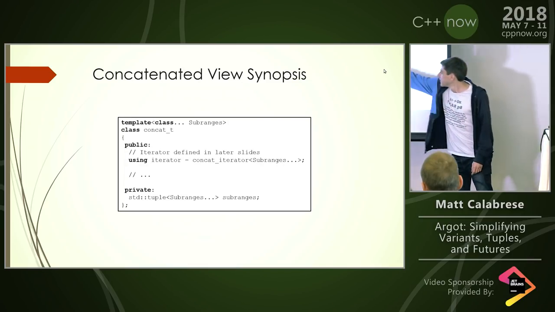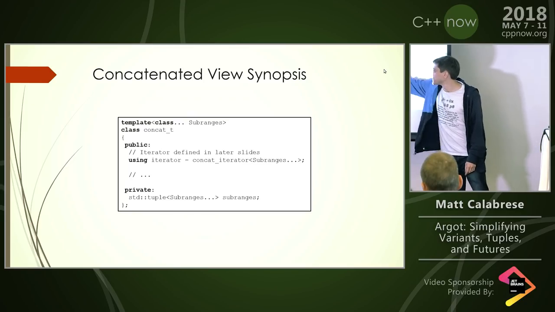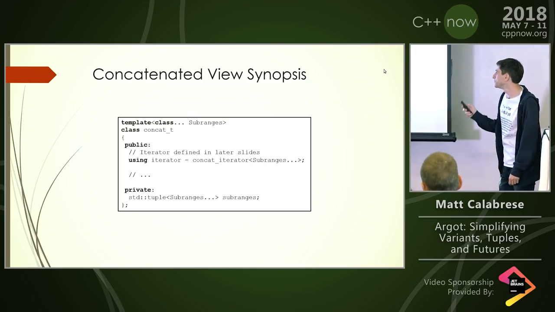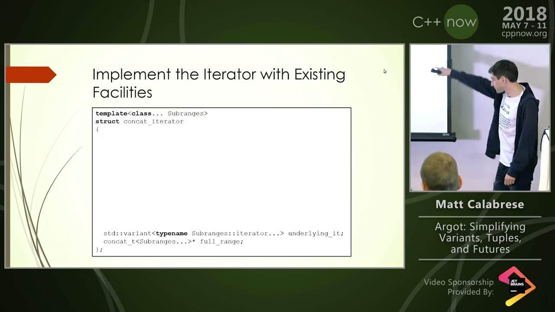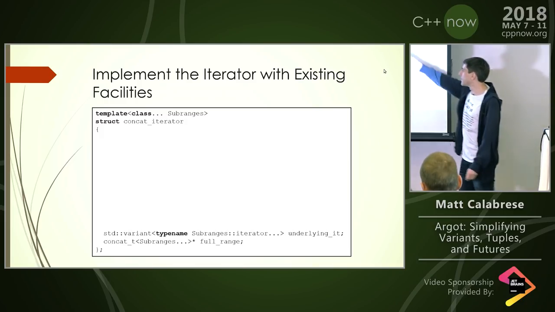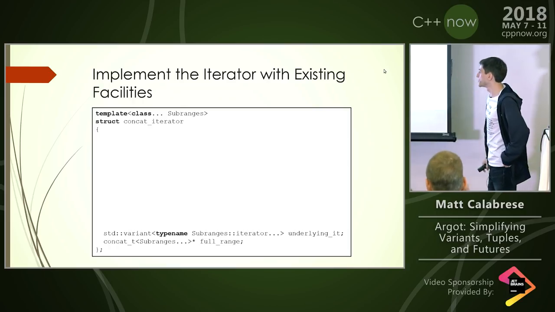Okay, so we have this iterator type. Let's actually implement this iterator type. Let's see how far we can get. So it's just like its parent, the thing that it's iterating over. It's variadic over all the different subranges.